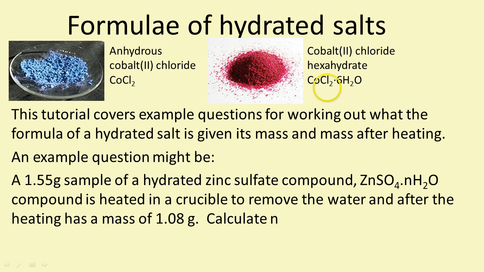If we look at the formula of cobalt-2 chloride hexahydrate, we can read it as for every 1 mole of cobalt-2 chloride, there are 6 moles of water present. The notation used is the formula of the salt, followed by a dot, and then the number of moles of water present.